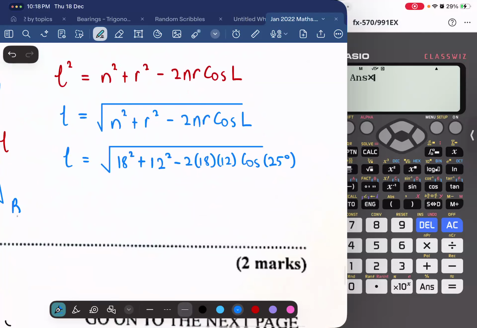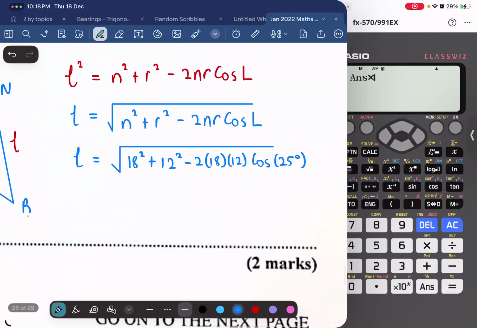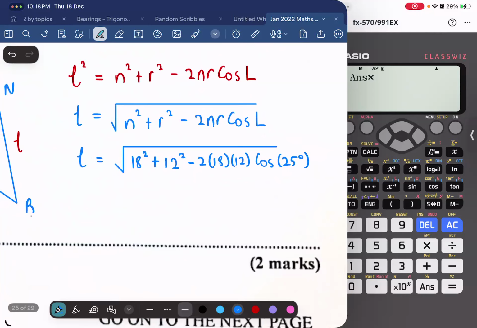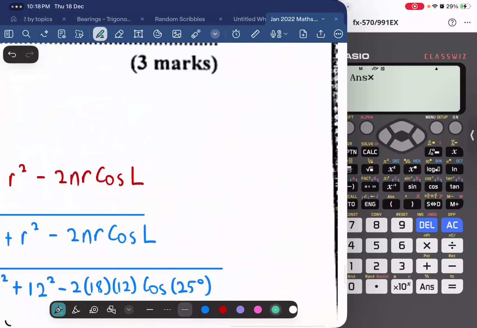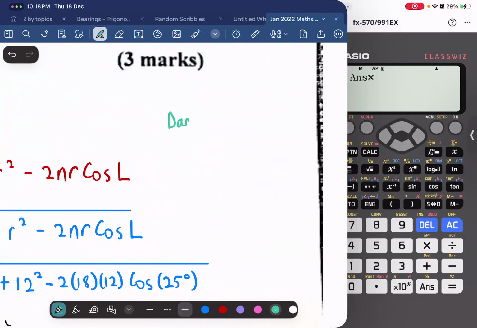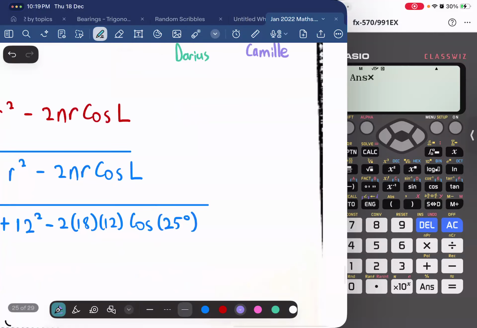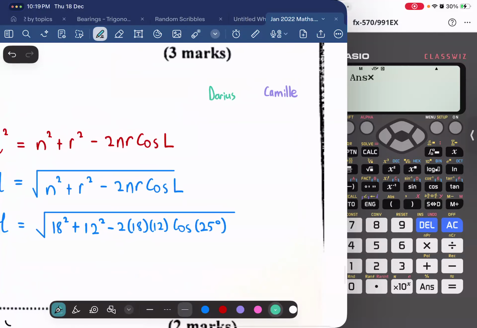I want somebody with a Sharp calculator to tell me their answer first, and then I want somebody with a Casio to tell me their answer. So Darius, you're going to be the Casio representative, and Camille, you're going to be the Sharp representative. Darius, you're on my side. Are you on the good side? And Camille, use the Sharp. Yeah. Sorry about that.